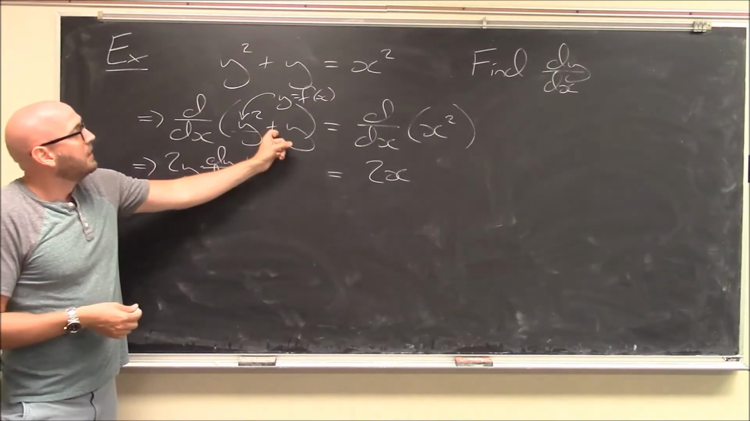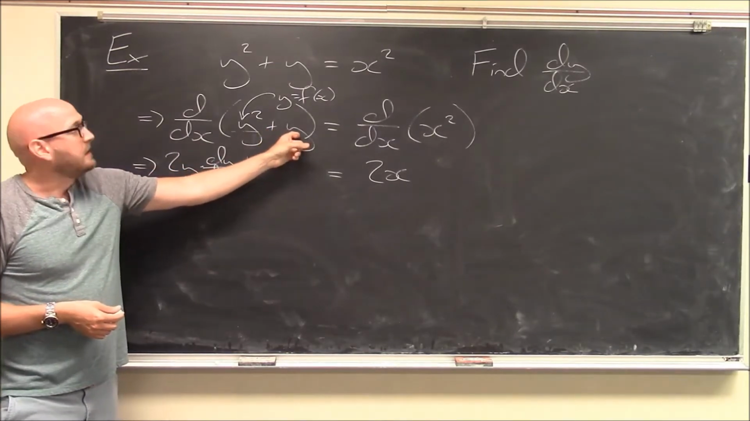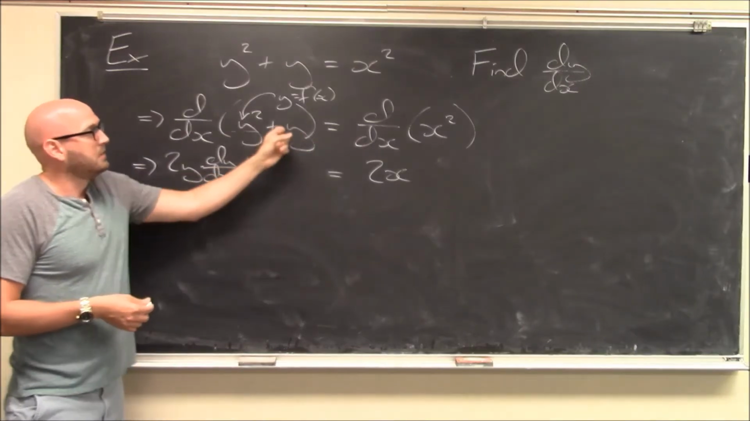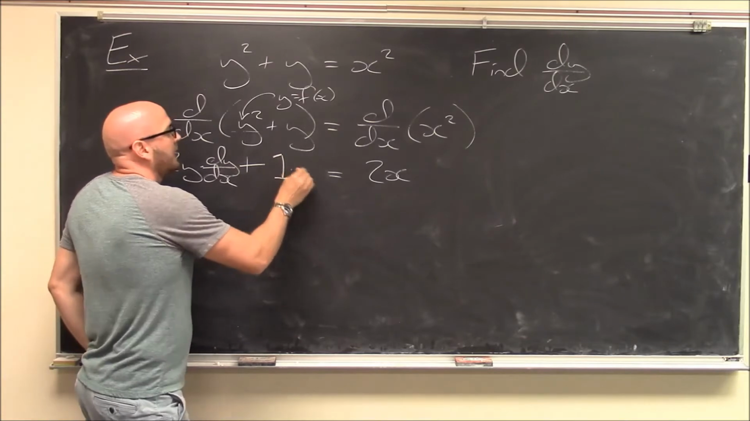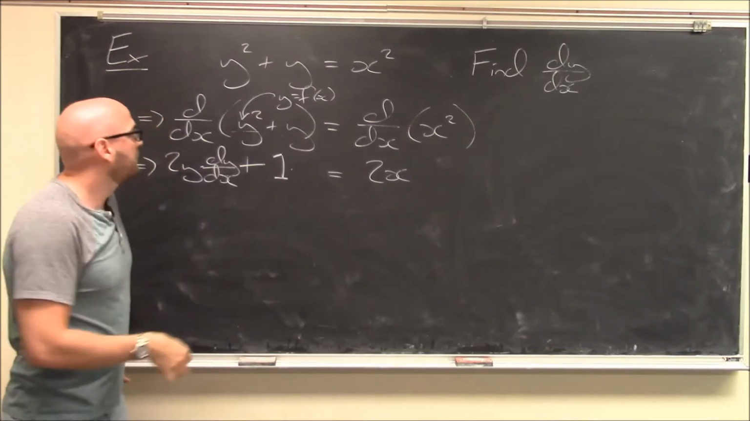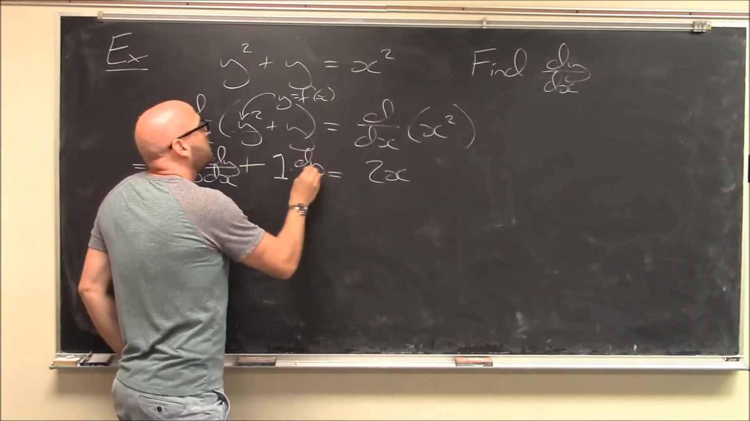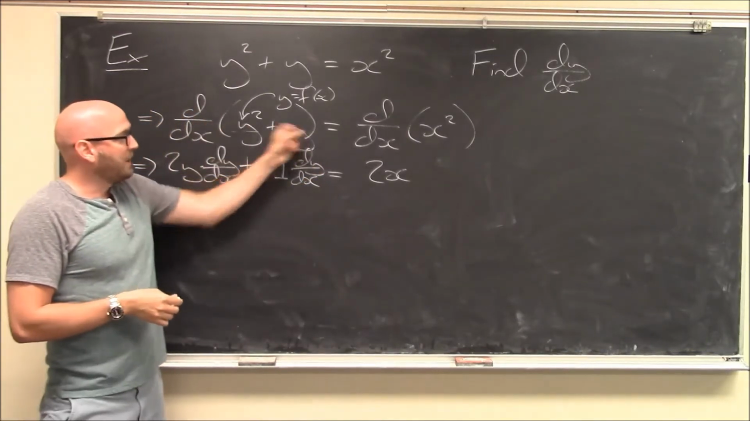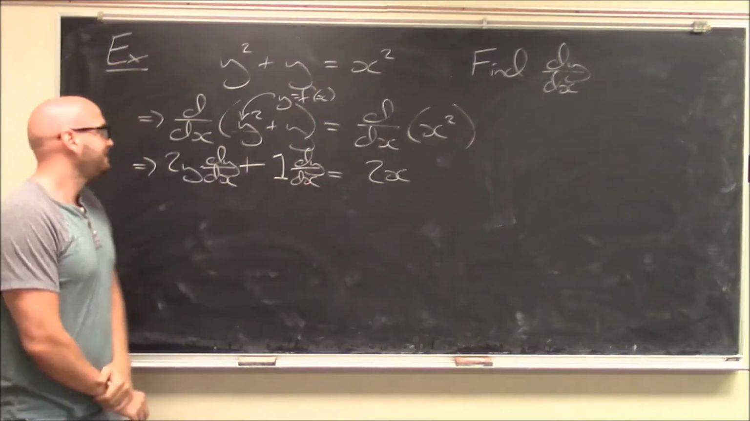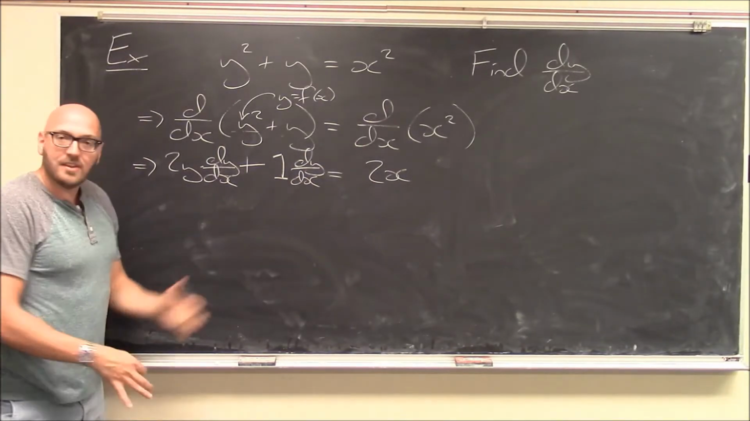So what about this one? Plus the derivative of y with respect to x. Well, first differentiate with respect to y to get 1. And then, since it's y and not x, I then tag on the derivative of y with respect to x. Which is no real surprise, right? The derivative of y with respect to x is just dy dx. And that's all the calculus.